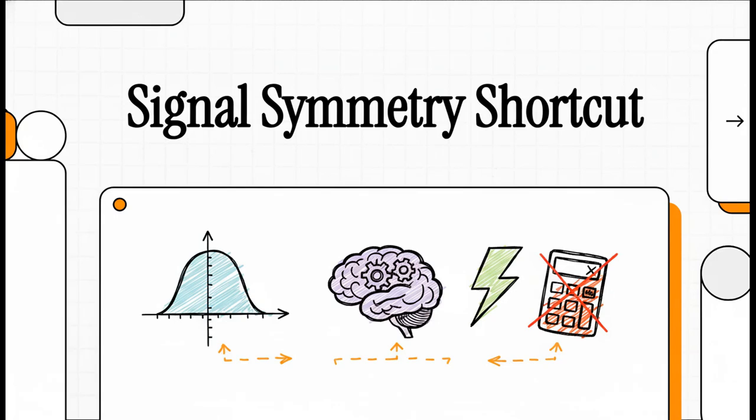So for week 2, we're about to unlock a concept that honestly is going to feel like a superpower. I'm talking about signal symmetry. This is a tool so powerful, it lets you solve what look like really complex problems instantly, and you can do it without even touching your calculator. So how does it work? Let's dive in and see.